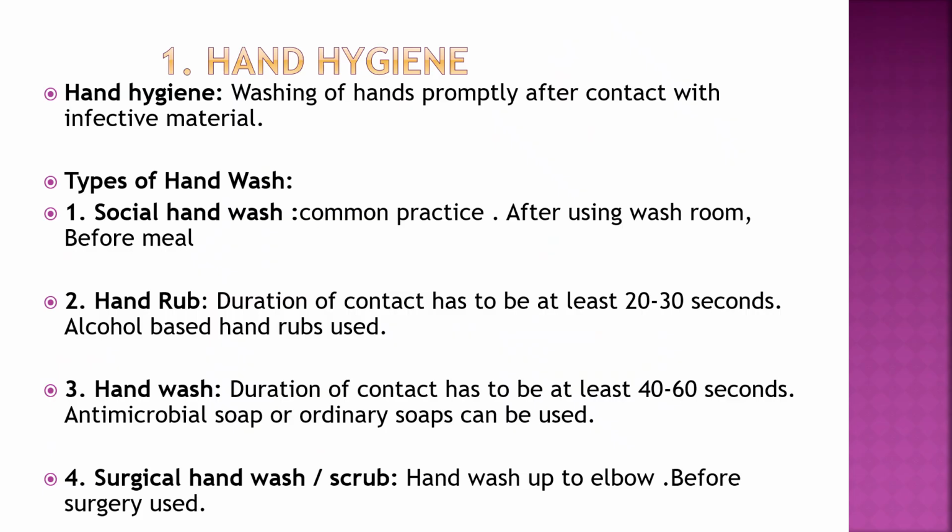So hand hygiene is washing of hands promptly after contact with infective material. So there are different types of hand wash. So first is social hand wash. It is a common practice we do after using washroom or before the meals. Then second is hand rub. So here it is a use of alcohol based sanitizer. Then hand wash. So it is when the hands are soiled, so that time we use antimicrobial soap, or then ordinary soap if the antimicrobial soap is not available. And then duration of this is longer than the hand rub, that is 40 to 60 seconds. And then surgical hand wash, before the surgery we do hand wash up to elbow.